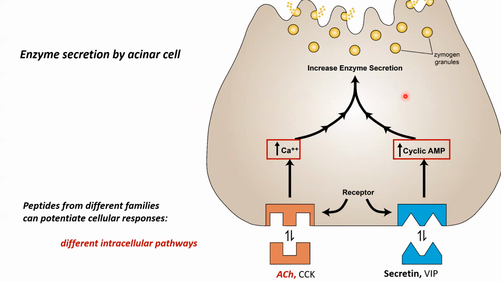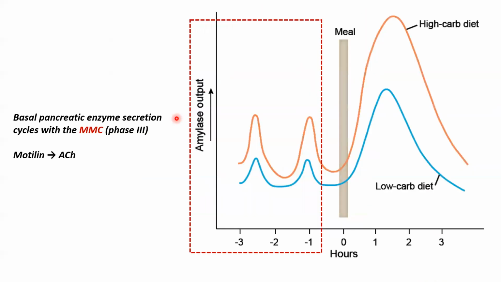But because they're from different families, they can potentiate their effect. I'll attract attention here with the red dashed square, and that's this basic. And here what you're showing is a carbohydrate meal, and you're showing amylase output out of the pancreas.